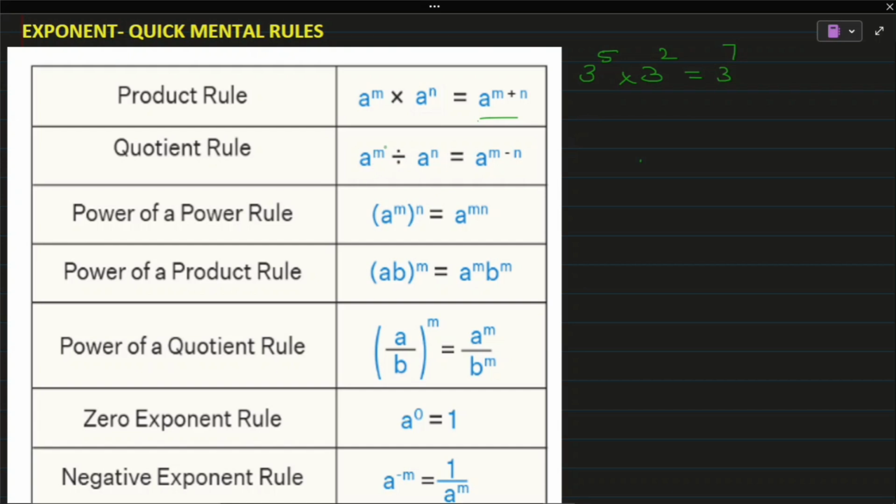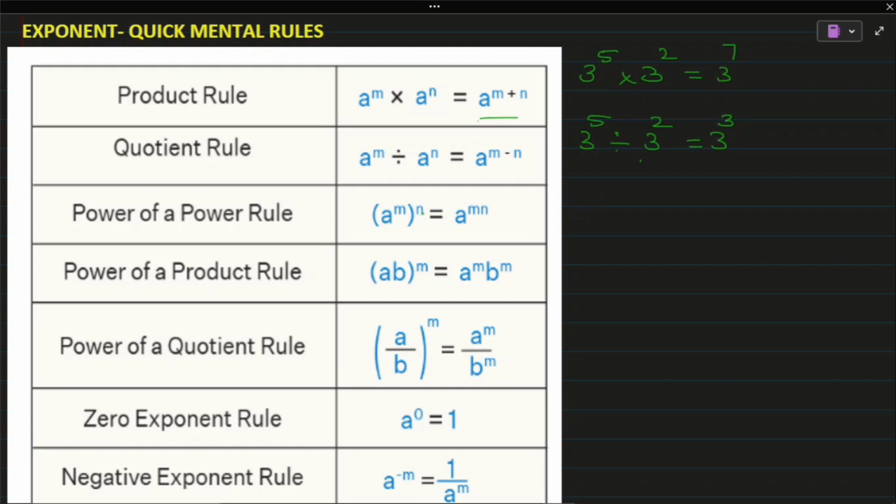Now the next one, division. Here a raised to m divided by a raised to n. For division, if the base is the same, subtract the powers, so m minus n. For example, 3 raised to 5 divided by 3 raised to 2. Here it is division and the base is the same, so subtract 5 minus 2, so it becomes 3 raised to 3.